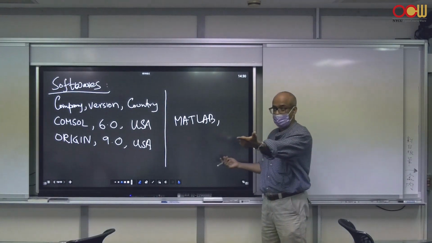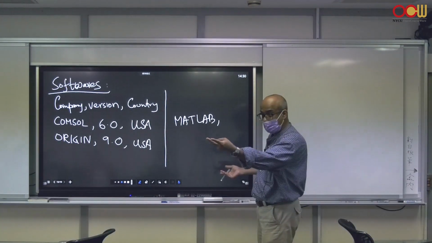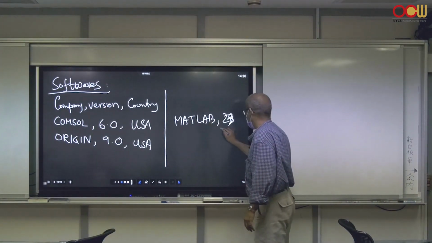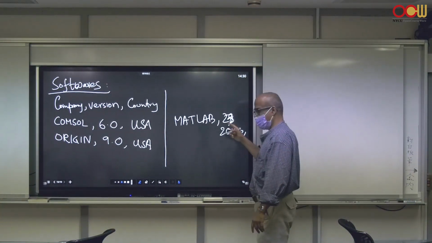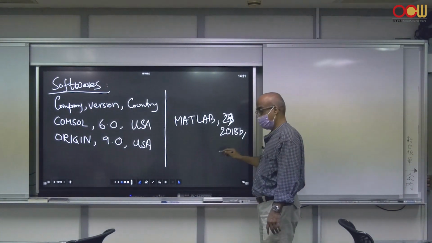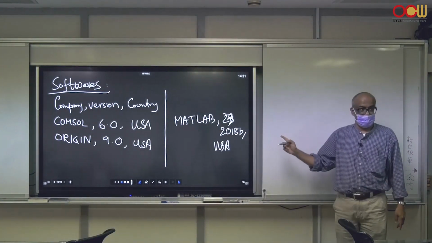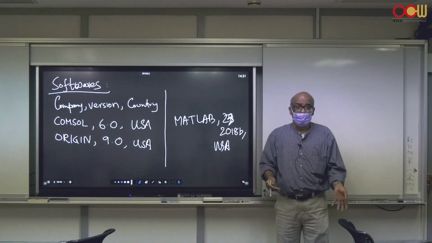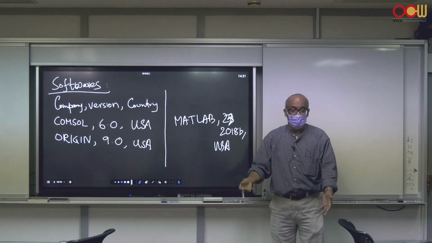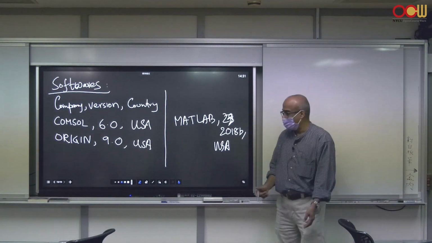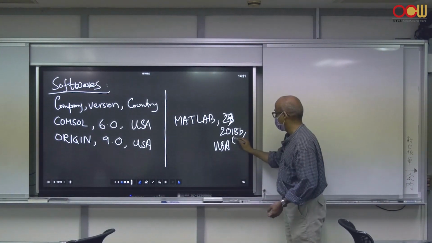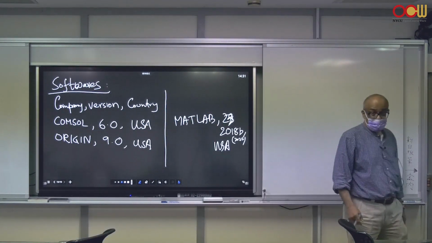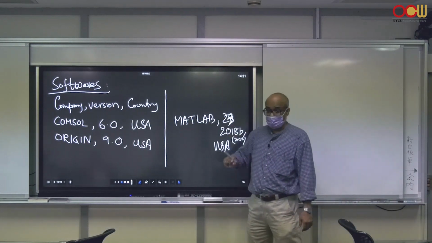Anybody have any idea? MATLAB, what is the latest version? 2018B. 2018B, okay. You write it like this, and MATLAB is from US, right? This is how you write softwares. So for software, country, sometimes they also use the year of publication. If it is published in 2020 or 2021, you also write somewhere that this is a 2022 product. This is for softwares.